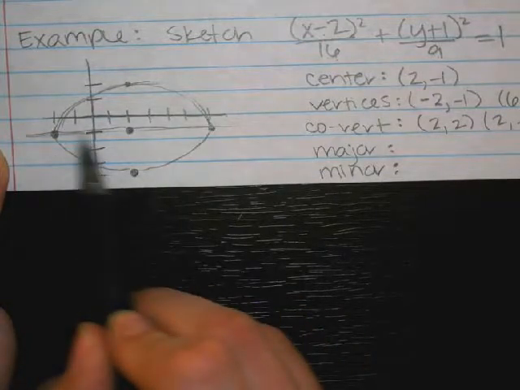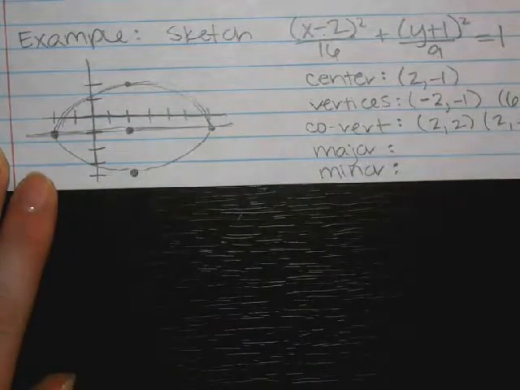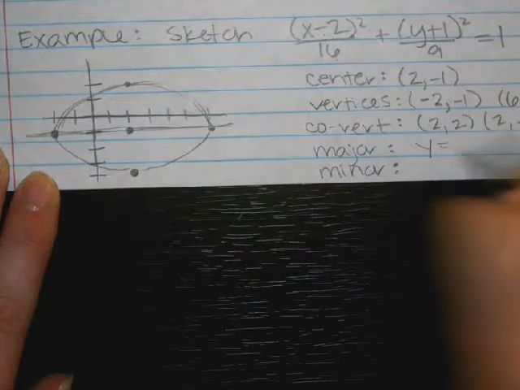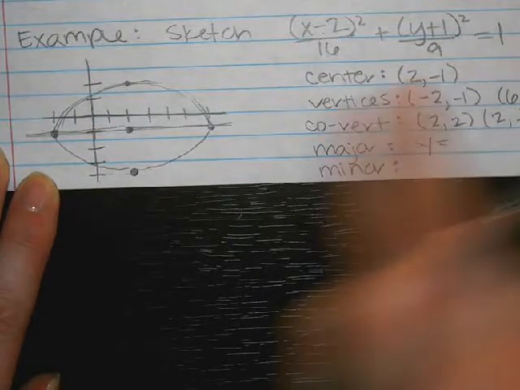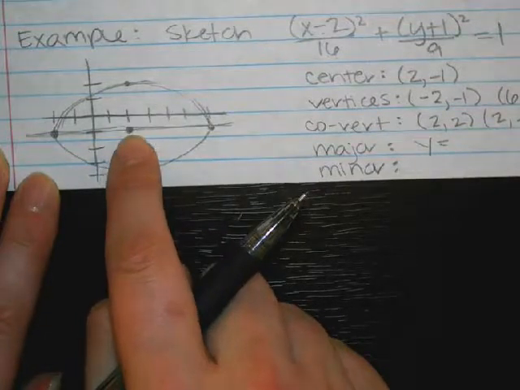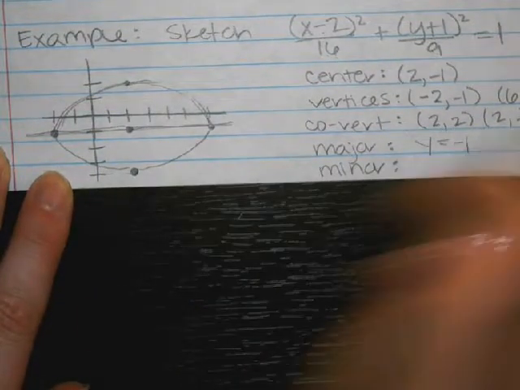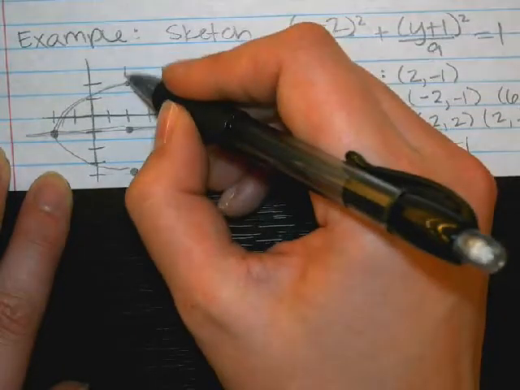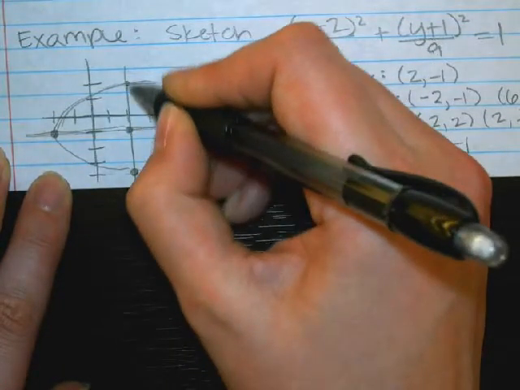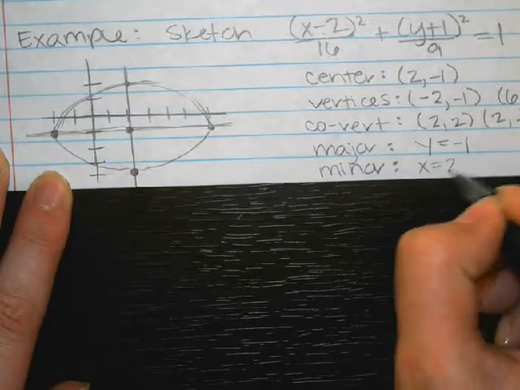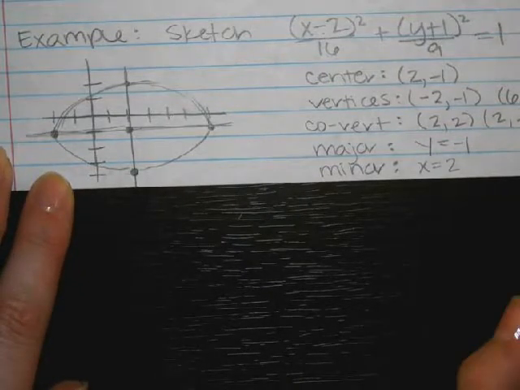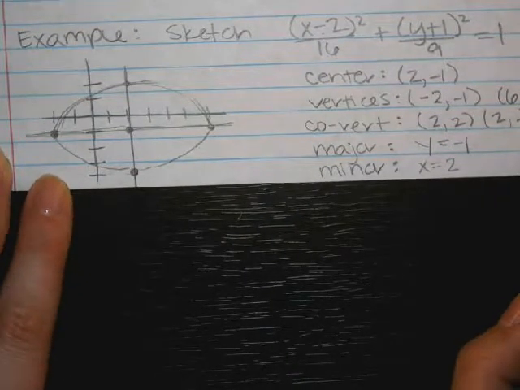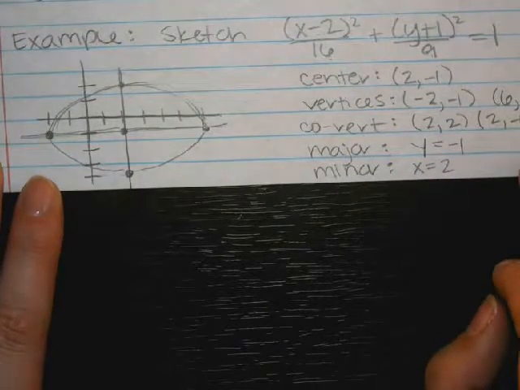And so our major axis is a horizontal line. How do we write the equation of a horizontal line? Y equals. So y equals, if we look at our center, it's going to be y equals negative 1. And if you look at the picture, that confirms it, that the horizontal line went down 1. So y equals negative 1. The minor axis goes through the x value of the center, and it's a vertical line, so that's x equals 2. And you can see that that vertical line is 2 to the right of the y-axis. Okay, so those are the things we're going to be focused on finding today.